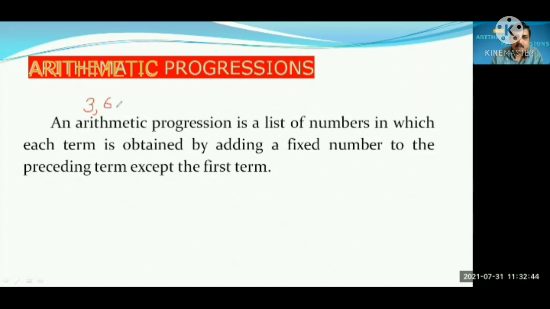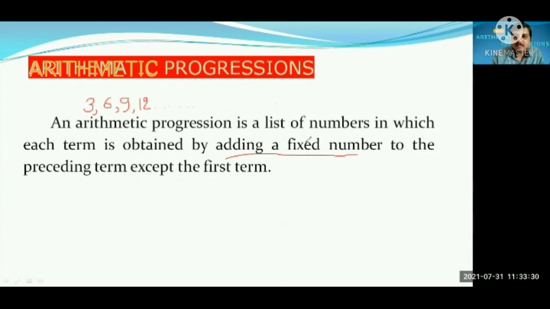Then, we don't have to change the adding number, because that number should be fixed. If you add 3 here, the next time also you have to add 3. 6 plus 3, what do we get? 9. 9 plus 3, what do we get? 12. So like this, an AP with common difference 3.